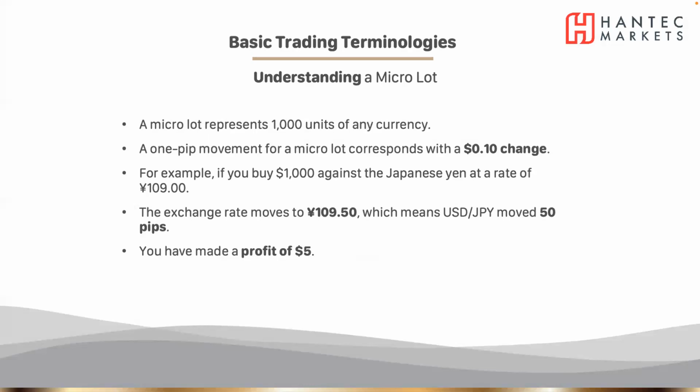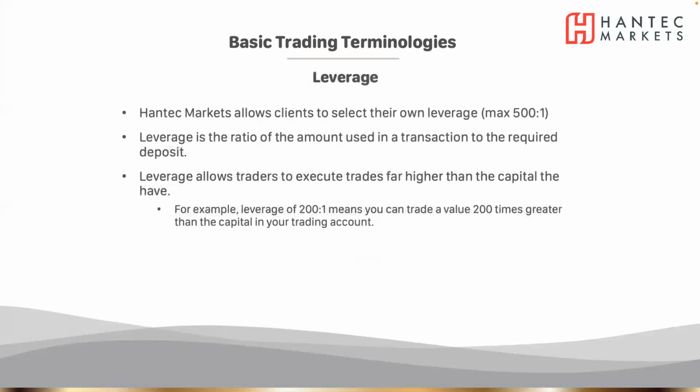That 0.01 reflects 10 cents. That 50 times 0.10 equals $5. Simple. That is how to break down a micro lot. And this also applies to a mini lot and a standard lot. So please take time in understanding this slide.